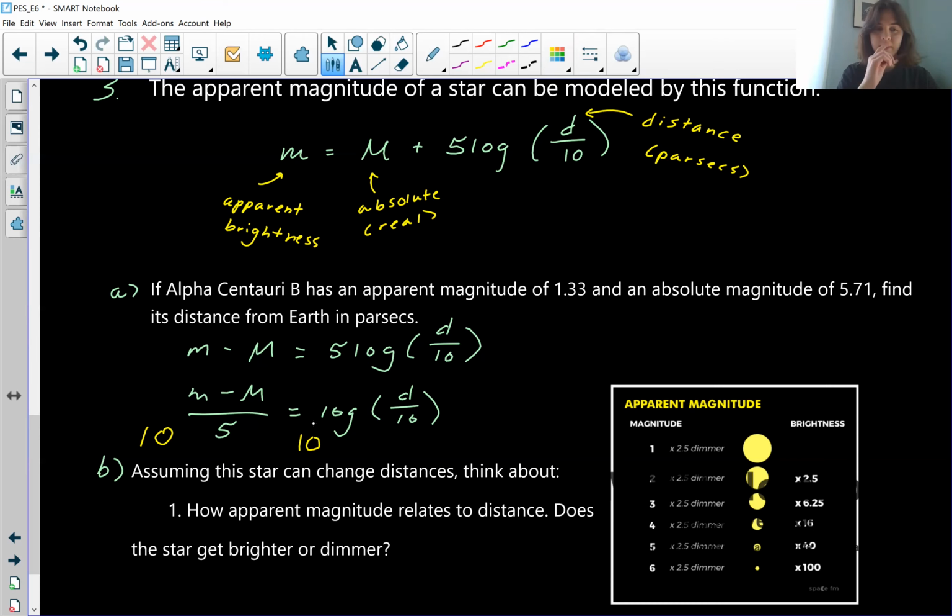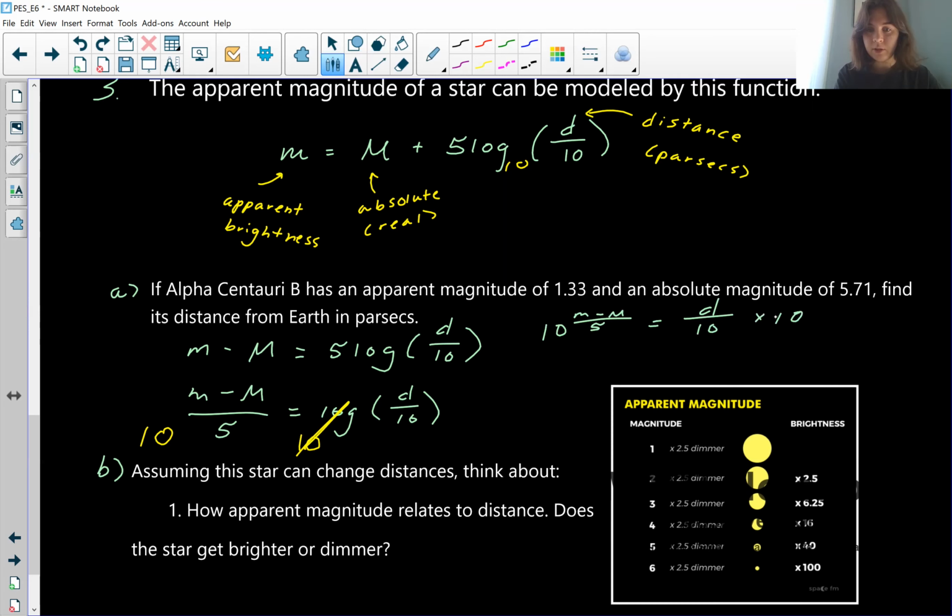And what's going to happen is 10 to the power of log base 10. I should say there is that understood base of 10 if they don't tell you. Just like if we had 5 to the power of log base 5, according to our composition rules, that's going to cancel, and that exponent is going to come down. So I will rewrite this over here. So we basically have 10 to the power of (m minus big M) divided by 5. That's all an exponent. And that's going to equal now D over 10.